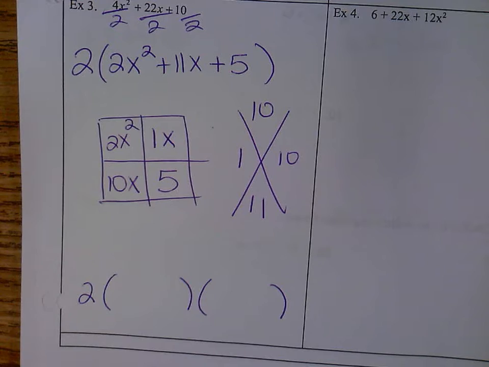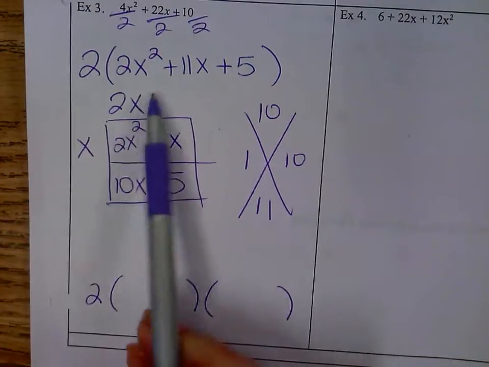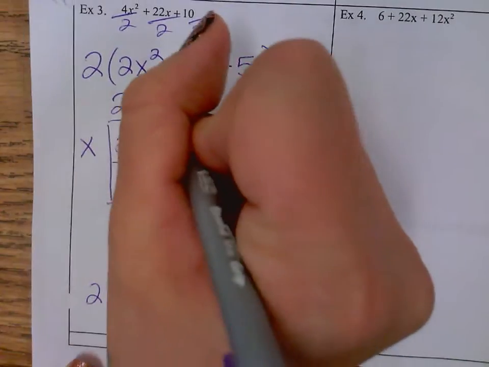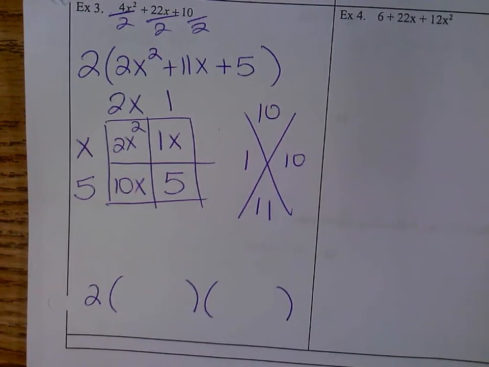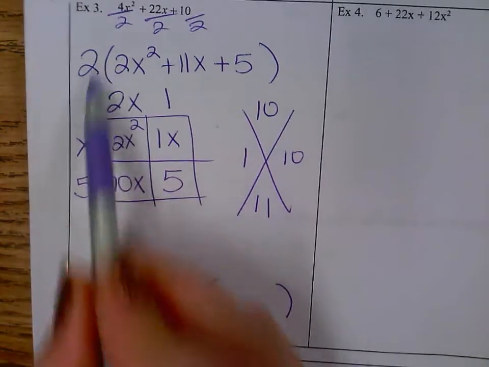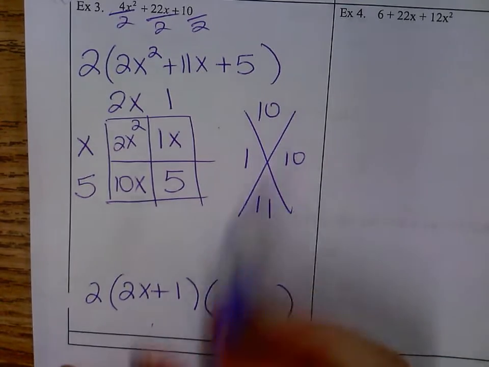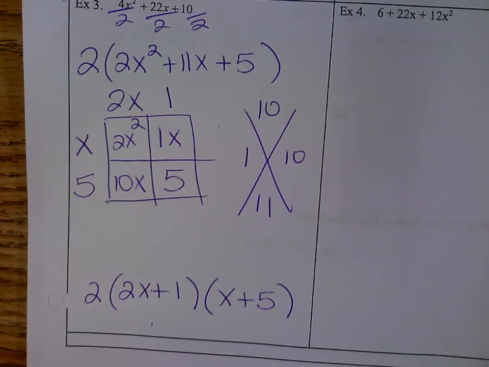All right, so I know that it's 2x and I know that it's x. I'm going to put the 2x on top and the x on the side, right? So then x times 1 and 2x times 5. I'm just going to double check at the end that 1 times 5 is 5. Okay, so I did it. So 2 is my greatest common factor, and then I have a factor that is 2x plus 1 and a factor that is x plus 5. That's the hardest that you're going to do.